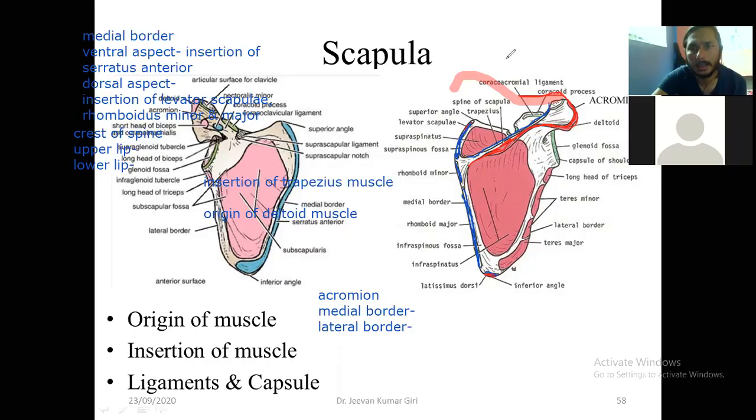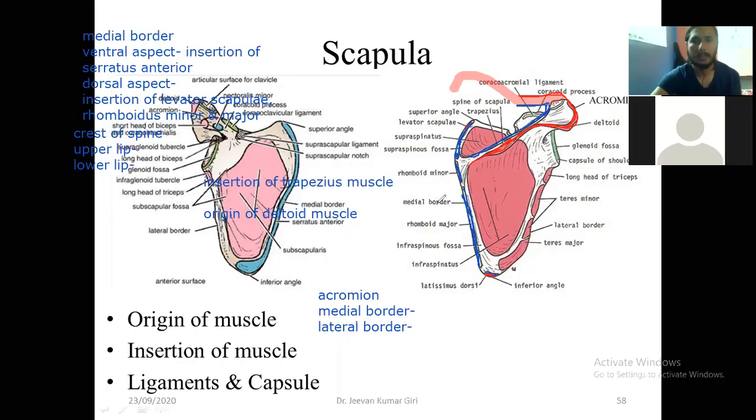Similarly, if you see the trapezius muscle, so this is the trapezius muscle. From the upper border of the crest of the spine, the medial border of the acromion, then the posterior border of the lateral 1/3 of the clavicle up to here. So this is the site of insertion of the trapezius muscle.